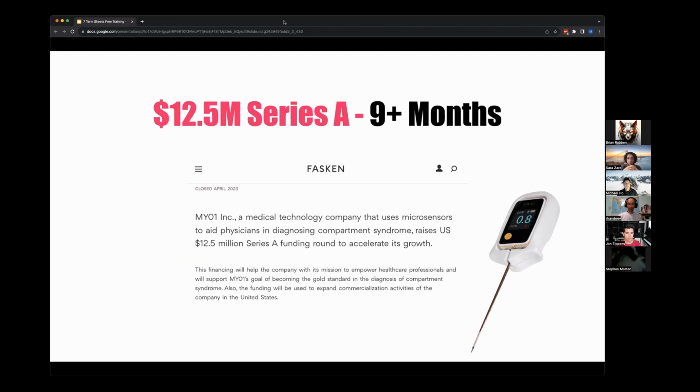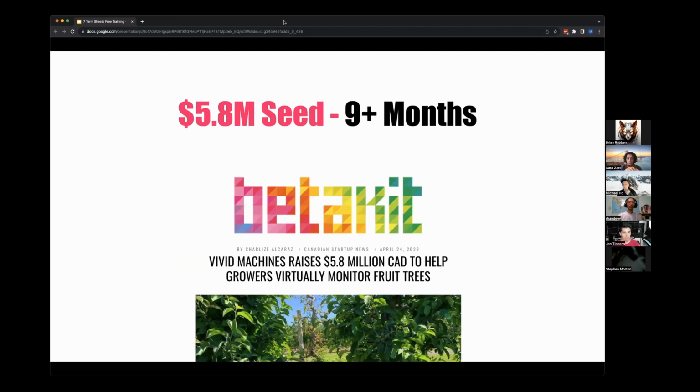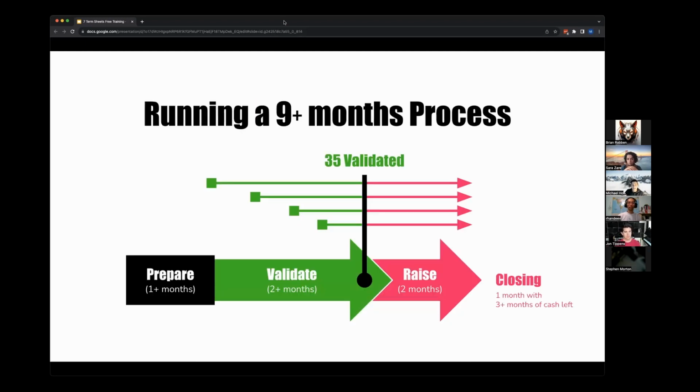So the Myo one took 9+ months, and same with Vivid Machines, took 9+ months. Remember, these are the ones that closed this year. These are the ones that had multiple term sheets, but the process was spread over 9+ months. This is one of the ideal ways to run a fundraise because you get to spread out a lot of the validation, a lot of your relationship building over time.